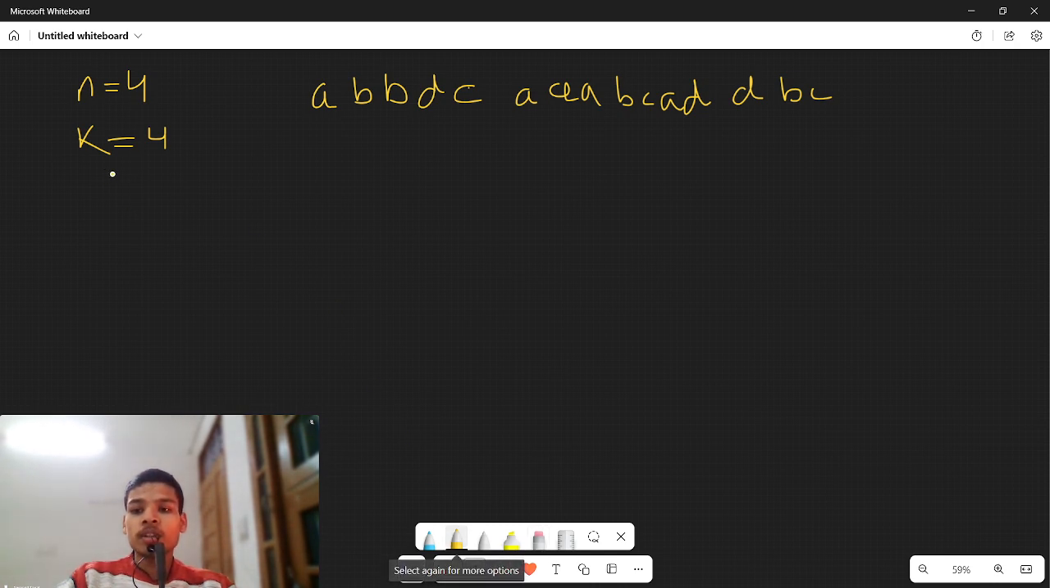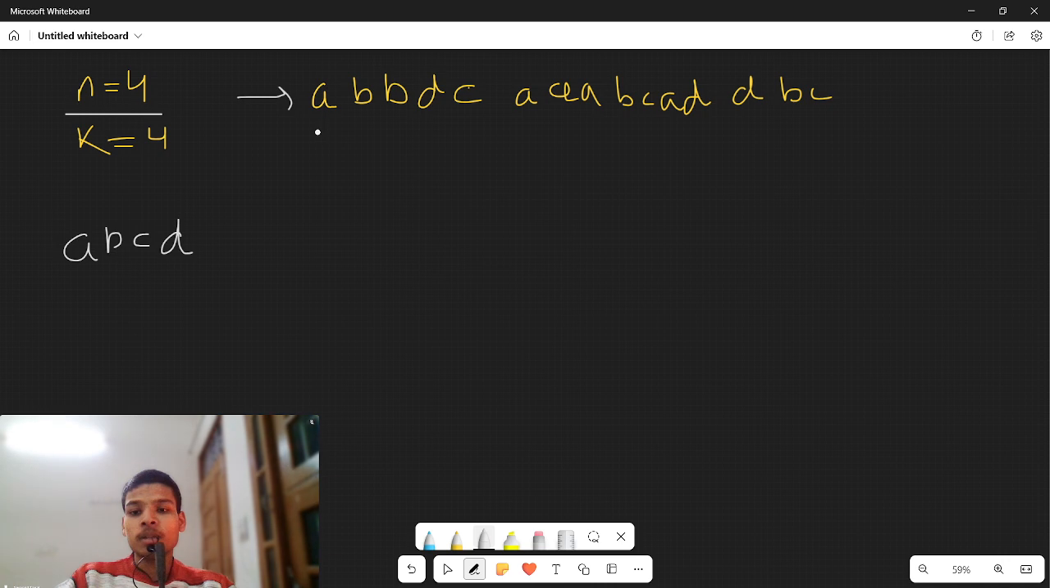So first of all, what is my character set? My character set is A, B, C and D. So I will try to form ABCD four number of times, because this is the minimum possible string which should be there in this string to make all the possible subsequences. So I will try to make them.